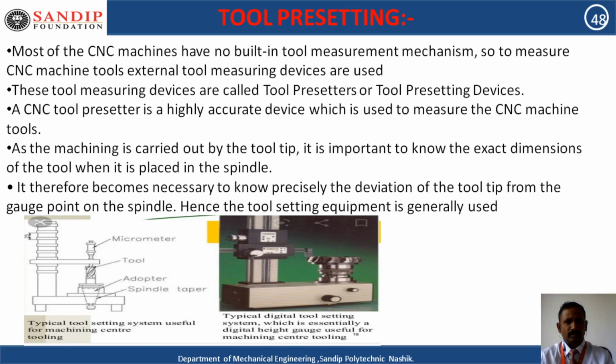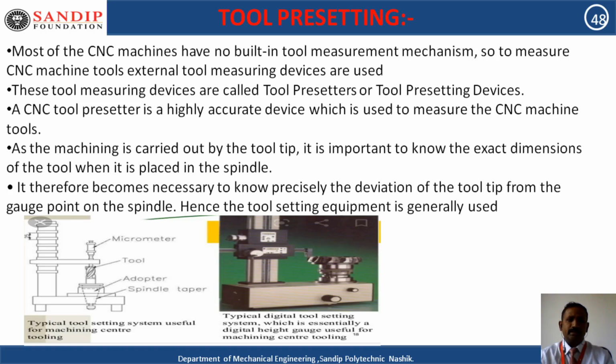In a CNC machine, tool presetting is not compulsory for every machine, but sometimes each operation uses different tools, whose standards and sizes are different, so there is a need for tool presetting for each machine. Most CNC machines have no built-in tool measurement mechanism, so to measure a CNC machine tool, external tool measuring devices are used. Tool presetting means a setup required before the operation. These tool measuring devices are called tool presetter mechanisms.